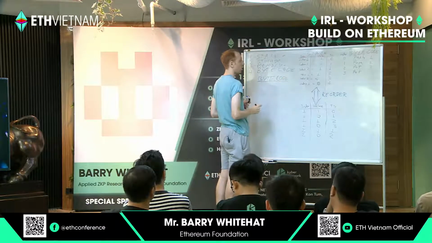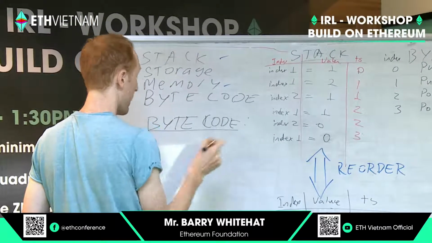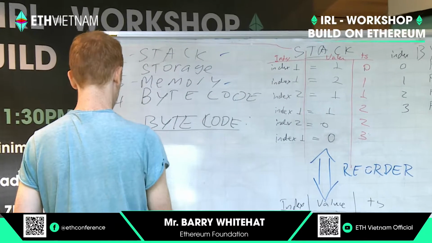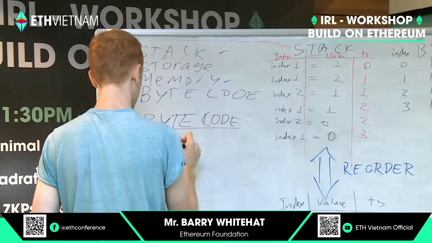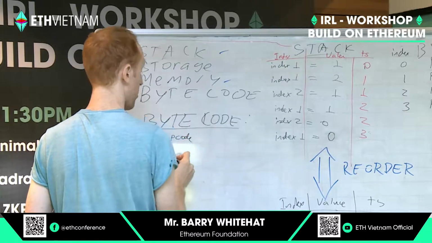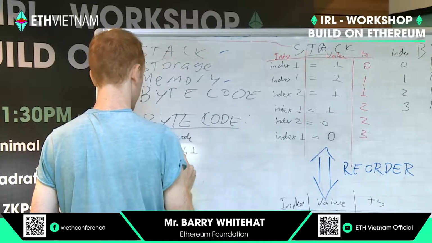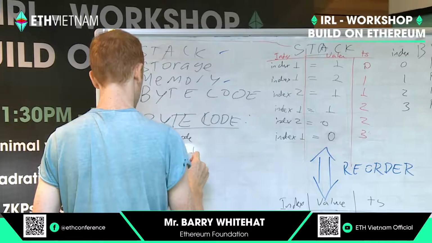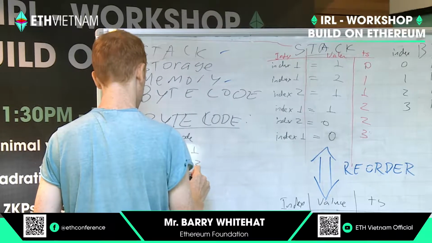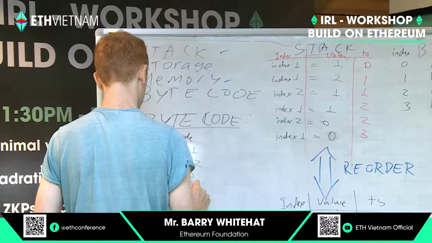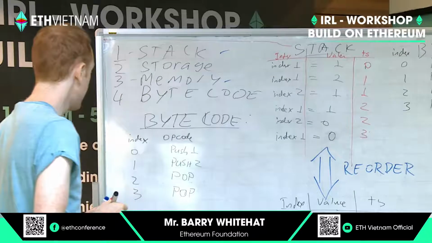Okay, so basically we have our bytecode index, which is 0, 1, 2, 3, and our opcode. This is push 1, this is push 2, this is pop, and this is pop.